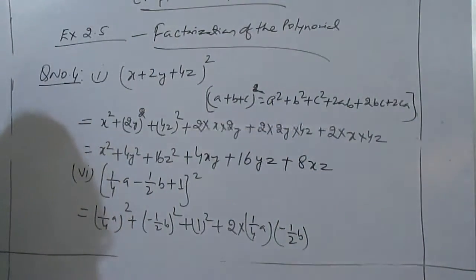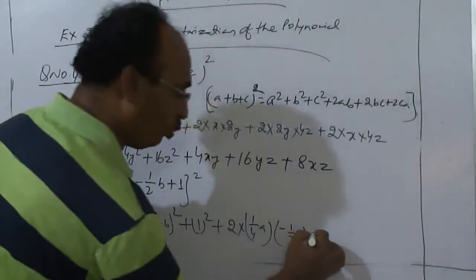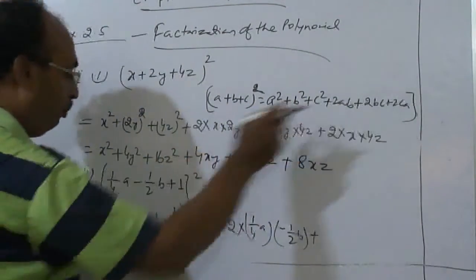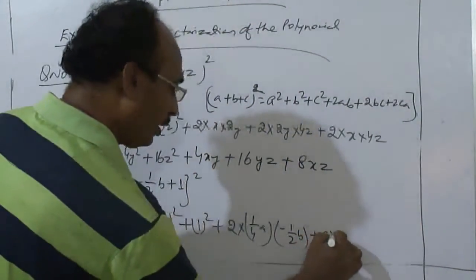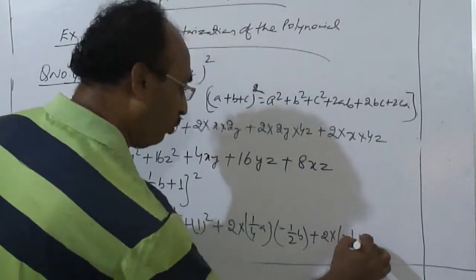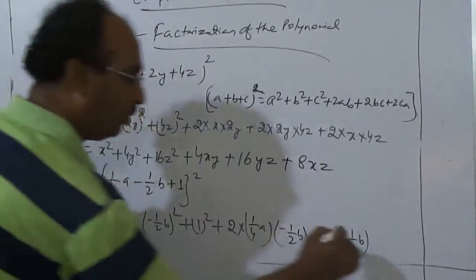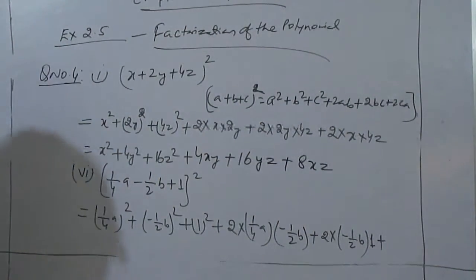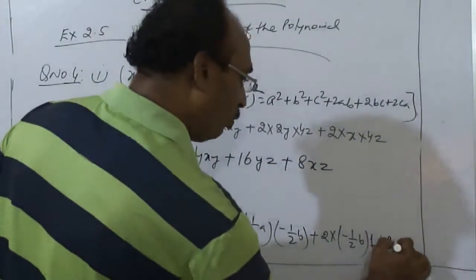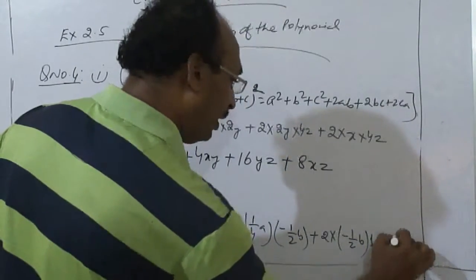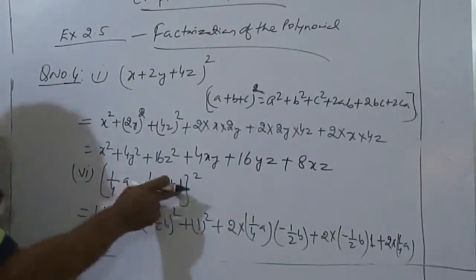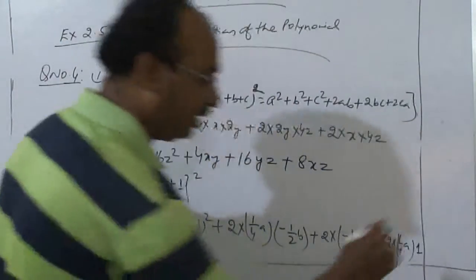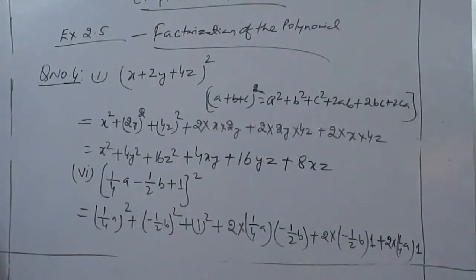Second, 2ab is over. Another one, 2bc, so 2 into minus 1 by 2 b and c is 1. Very good. Plus 2ac now, so 2 into 1 by 4 a, this is the first term, and 1 is the last term, that is c. Any doubt? No doubt. Now further we will solve it.